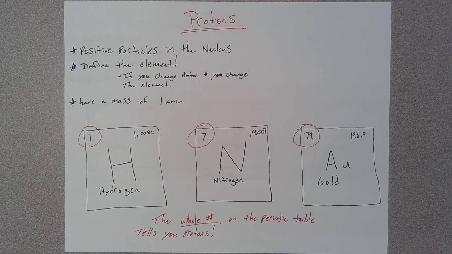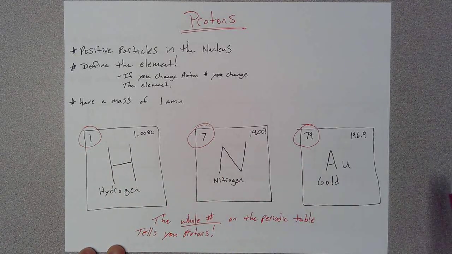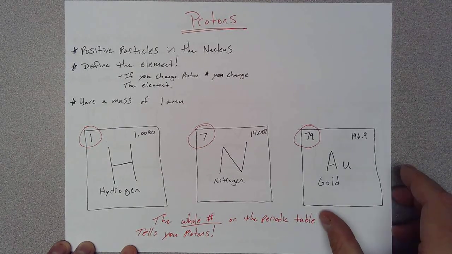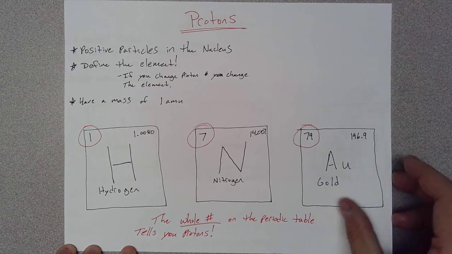If you want to find out how many protons that element has, all you have to do is look at the atomic number. So the atomic number is the only whole number that's going to be on your periodic table. So it may be in this corner, it may be under the symbol, but it's the only whole number. And you should always see a key on a periodic table, which will tell you where the atomic number is.